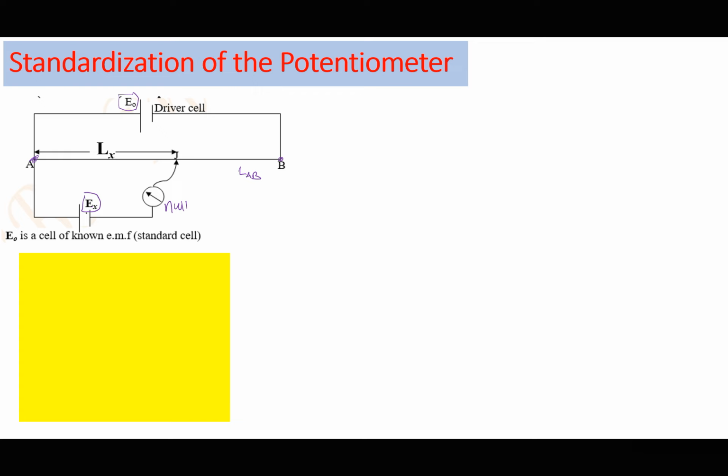So one, I have to find balance in this circuit, where to find balance, you notice that the positive terminal of the driver cell is joined to the positive terminal of the unknown cell. This is the correct way of joining a potentiometer, of connecting a potentiometer to another cell whose EMF is required, or whose EMF is to be found. The positive terminals must form a common point. Of course, the negative terminals on the other side also form a common point.